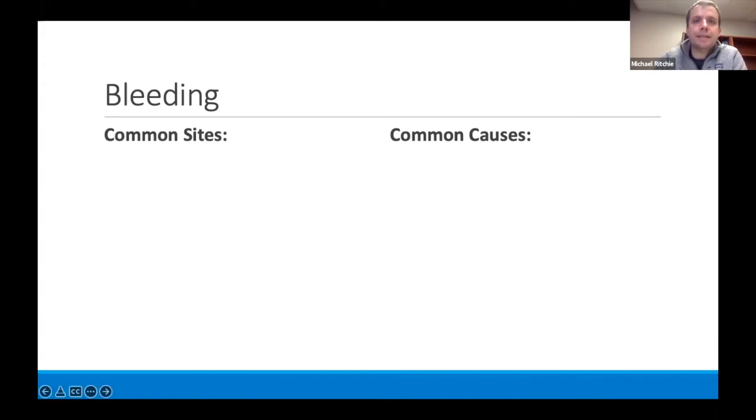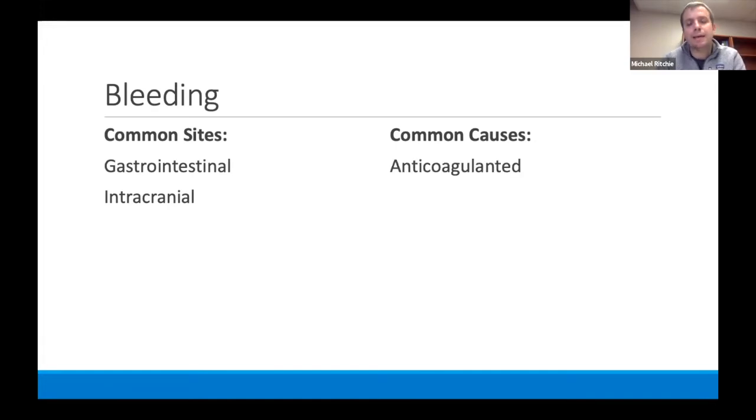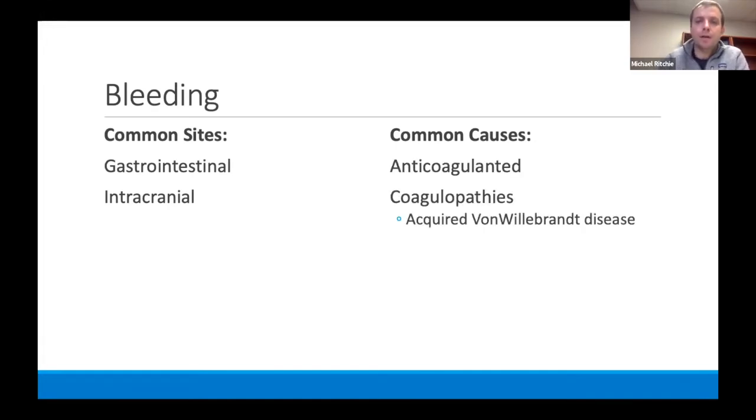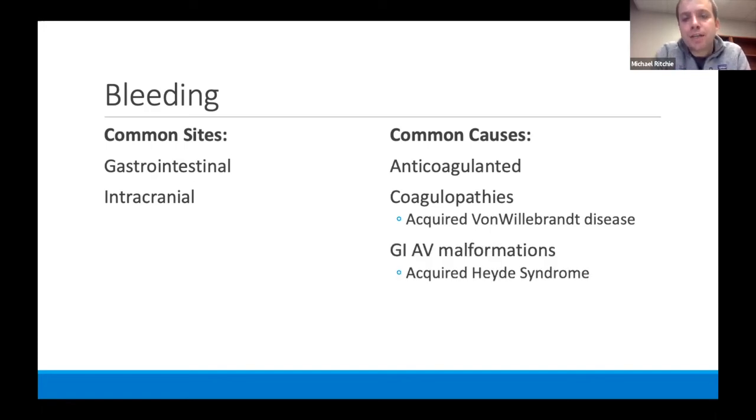Bleeding is obviously a big deal. These people are on chronic anticoagulation, so they often come in with bleeding. GI bleeding and intracranial bleeding are both very common. The reasons, again, are that they're on anticoagulation and they have coagulopathies. They can get an acquired von Willebrand disease, and the most common one is they get these GI AV malformations. So that's really common in terms of an actual disease process, as opposed to just having a high INR when they're on Coumadin. They get what's called acquired Heyde syndrome.